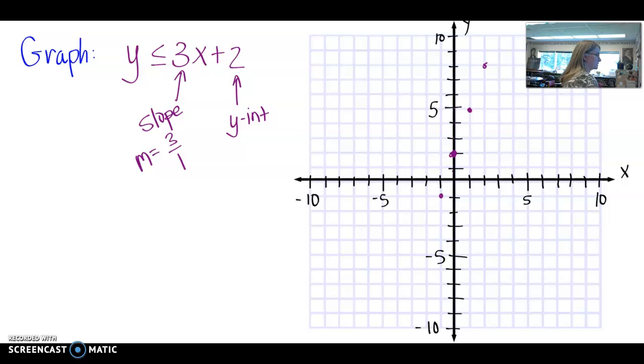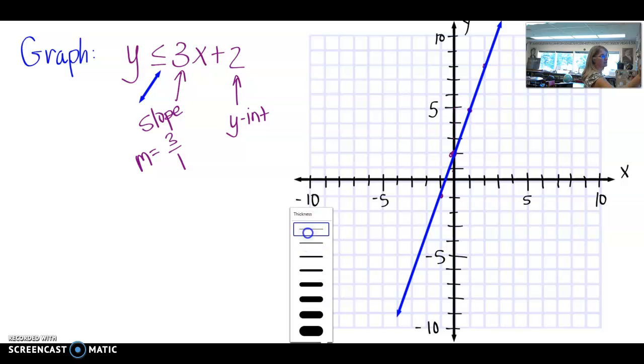You don't have to graph all those points. You just need 2 points, and it's a solid line. I forgot to talk about that, but because it's less than or equal to, it'll be a solid line. That bar right there makes it a solid line.